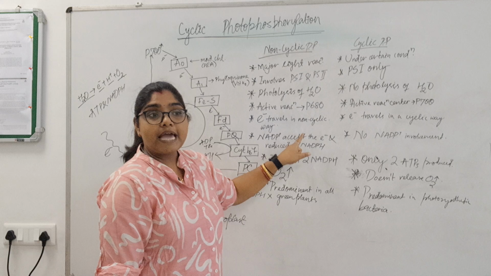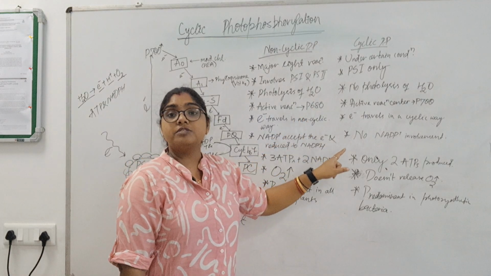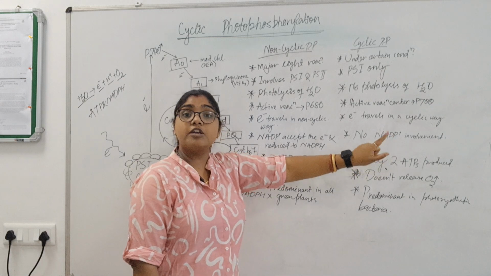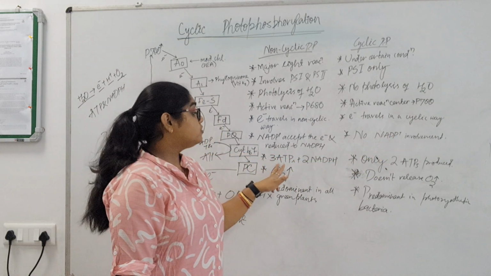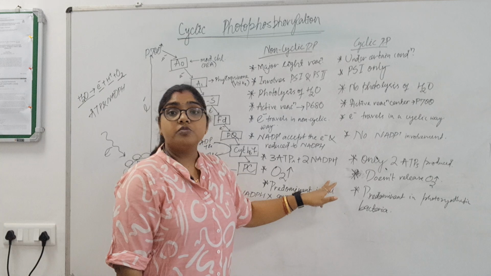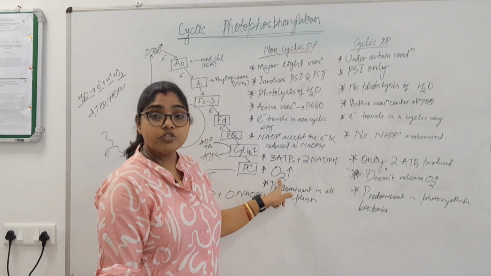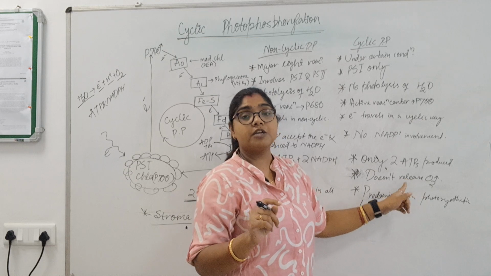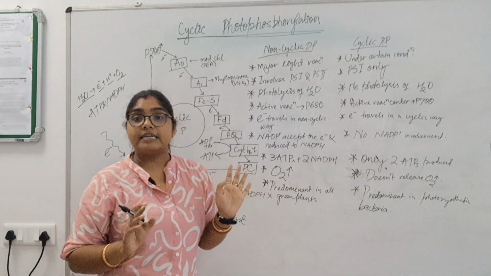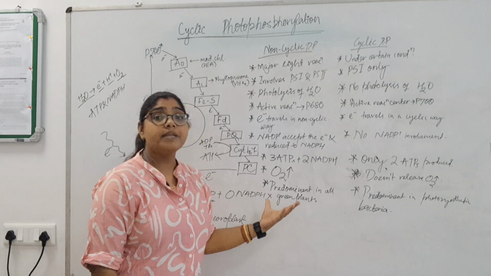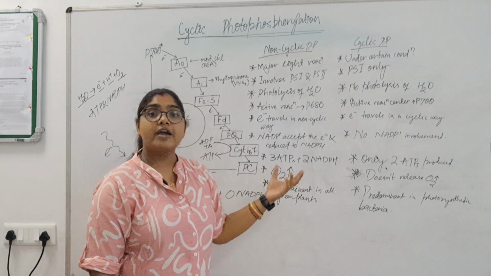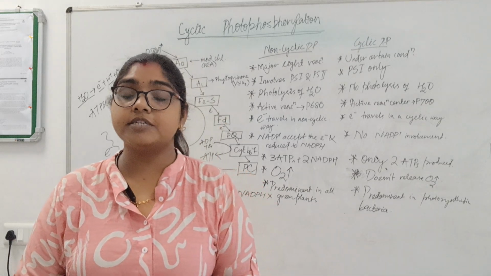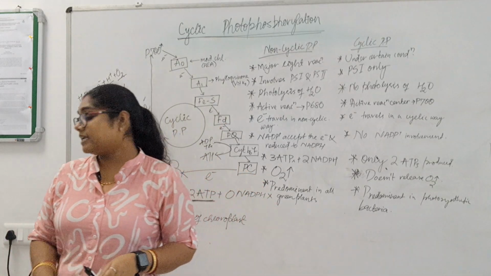Here NADP plus accepts the electron and is reduced to produce NADPH. Here NADP is not involved in this process. 3 ATP and 2 NADPH are produced along with oxygen evolution. Here only 2 ATP are produced, no NADPH, and no oxygen molecule is released. The non-cyclic pathway is predominant in all green plants, whereas the cyclic photophosphorylation is predominant in photosynthetic bacteria.